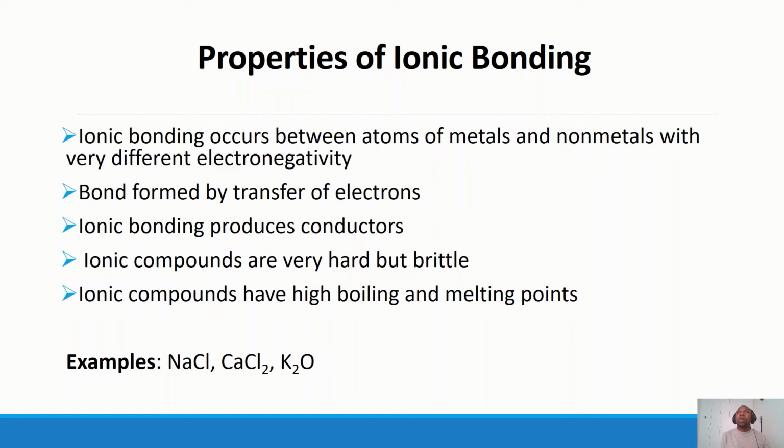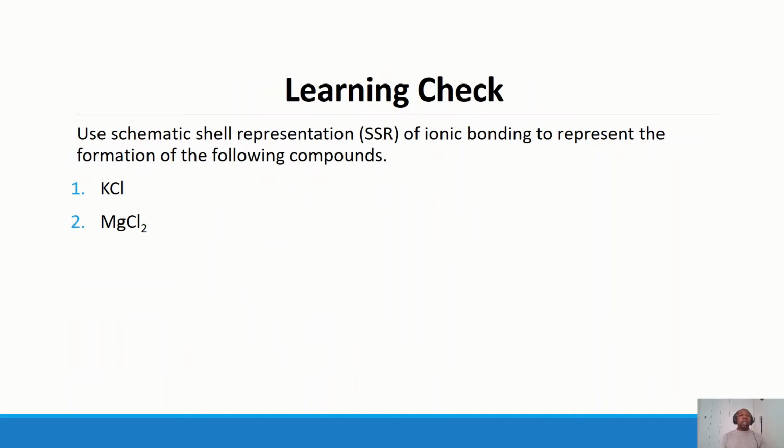Ionic bonding produces conductors because they are charged. They are made up of charged particles, negative and positive. And anytime you have something that has negative and positive, then it's going to conduct electricity, even heat. So ionic compounds are very hard and brittle. Ionic compounds have high boiling and high melting points. Examples are listed below.